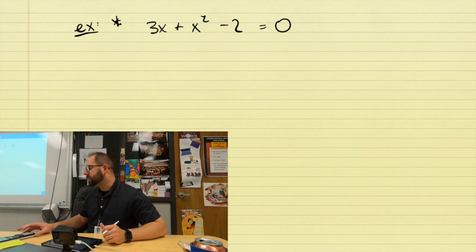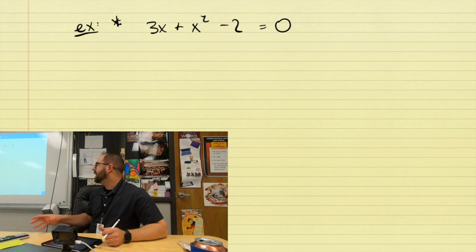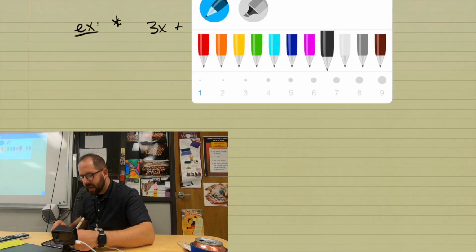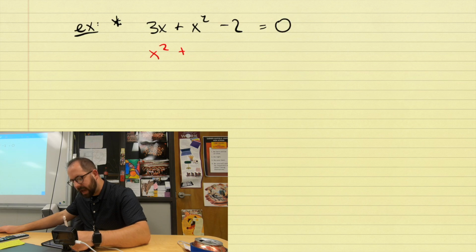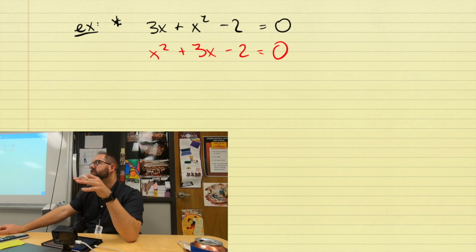Again, I made this problem in such a way that we're going to get a weird odd number in the middle. So if I rearrange this, here's what we have, because it's not in descending order. So it's x squared plus 3x minus 2 equals 0. Now it's in the right order. So now I can start this whole process of completing the square.